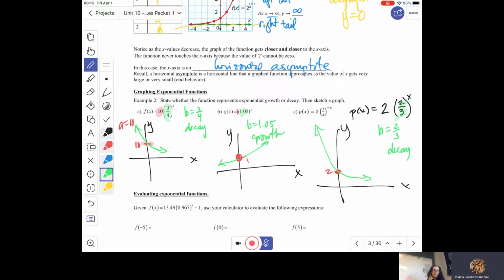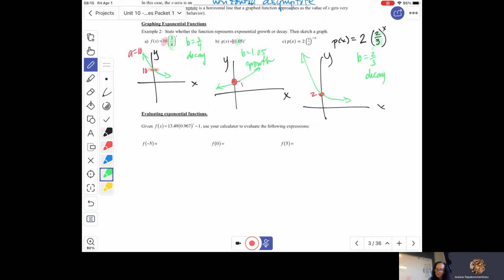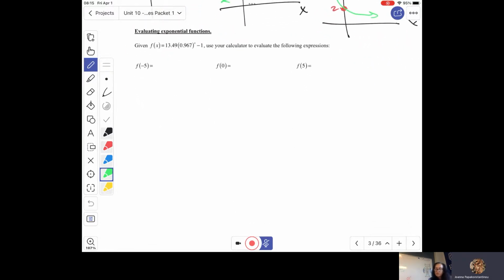Now, each of these has a horizontal asymptote at y equals 0. But, you know, I'm curious, do we always have that? No, because we can apply transformations. But before we do that, get your calculators out. I want you to put this function into your calculator and use your calculator to evaluate the following expression. So the function evaluated when x is equal to -5.